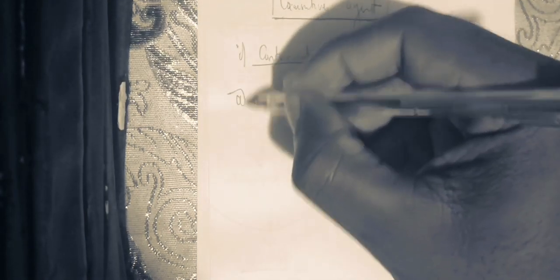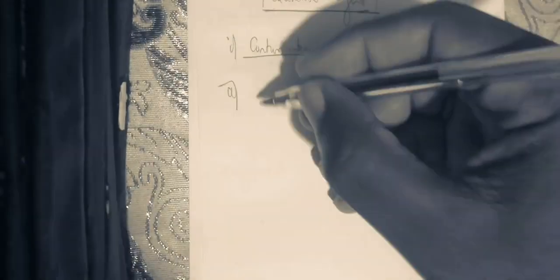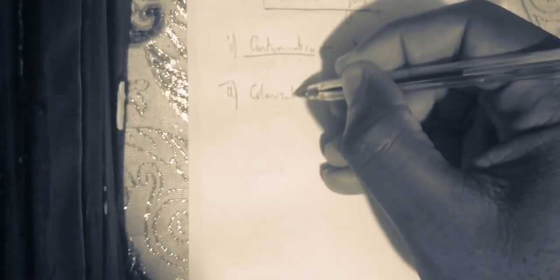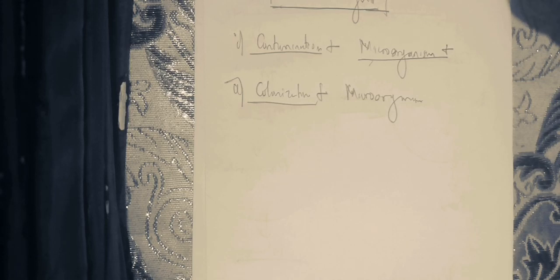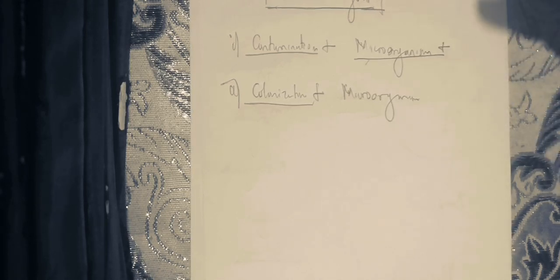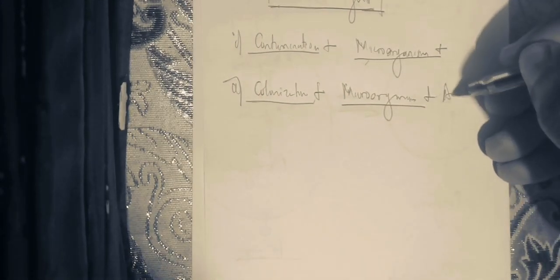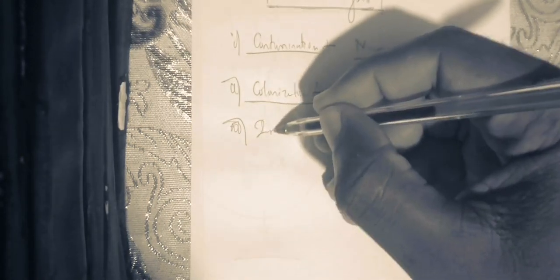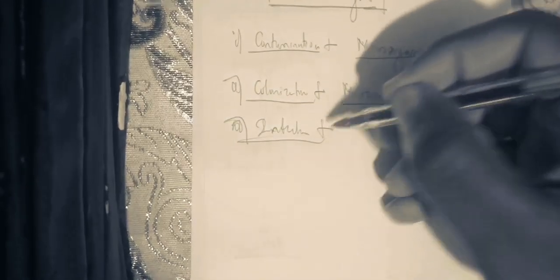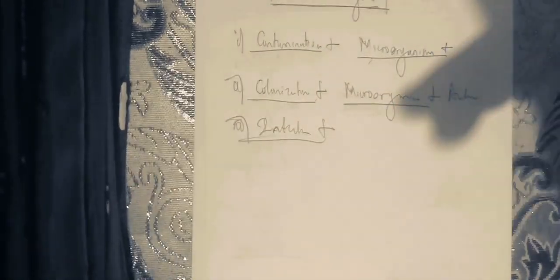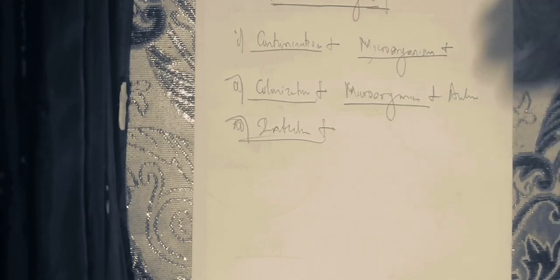After contamination, the second term that you have to put in mind is colonization. Colonization is the presence of microorganisms and they are actively dividing. So, if you have microorganisms plus actively dividing, that is called colonization. Now, the third term is infection. Infection is the presence of microorganisms which are actively dividing and cause an immune response.